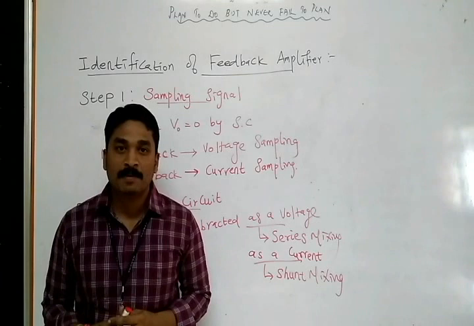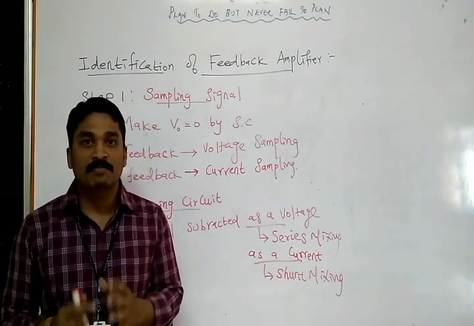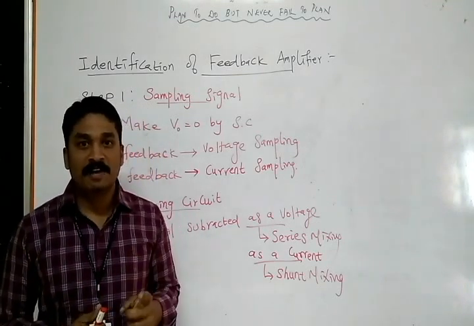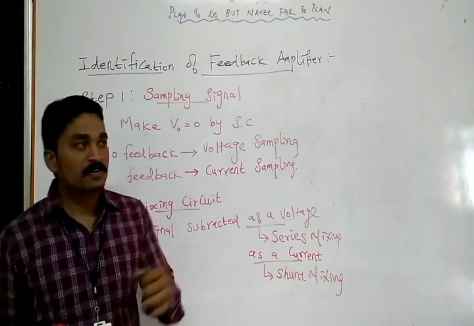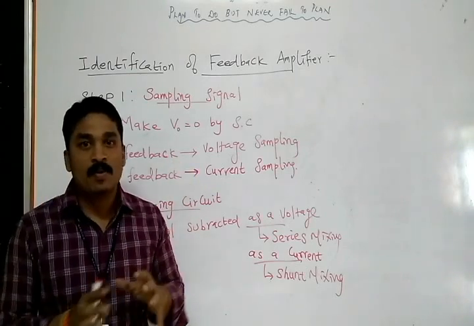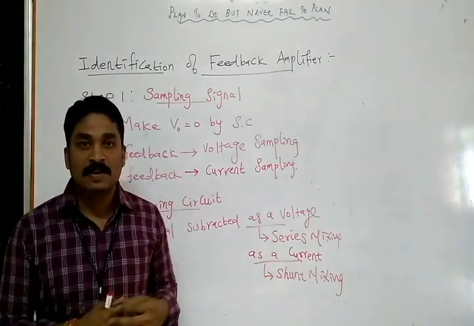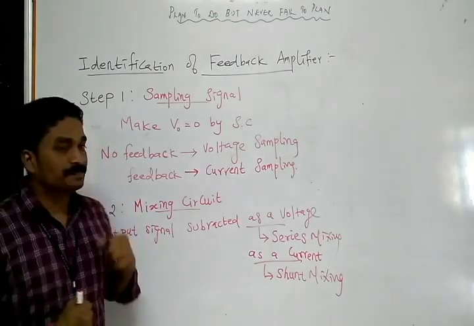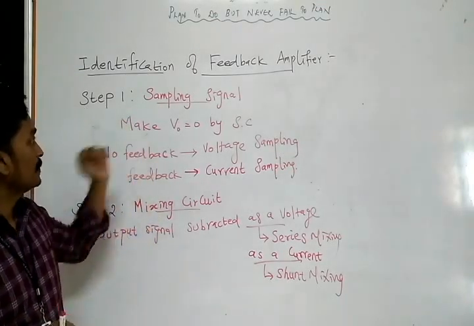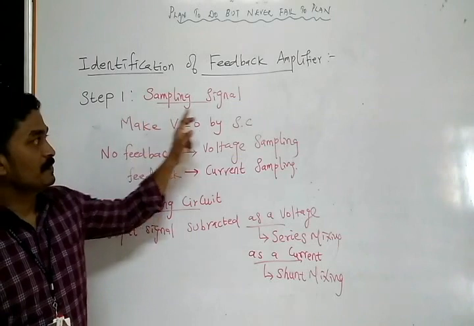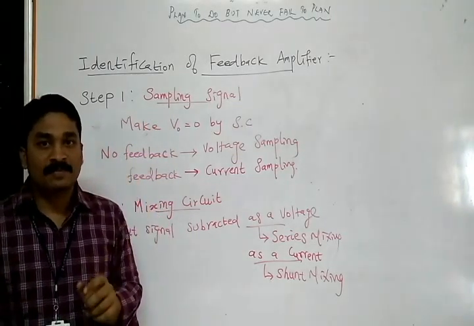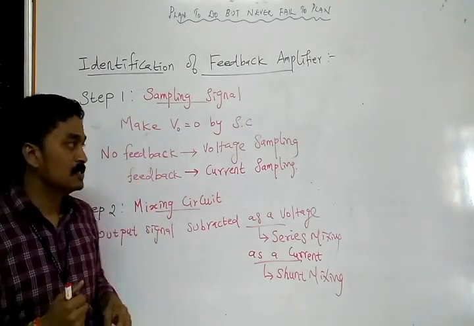To identify what type of feedback amplifier, we need to follow two steps. To identify what type of sampling, we follow step 1, and to identify what type of mixing at the input side, we follow the second step. Let us go one by one. First, we need to identify what type of sampling we feed to the input side.